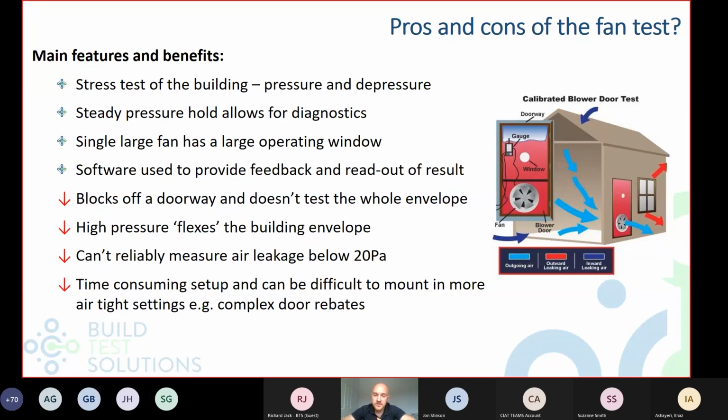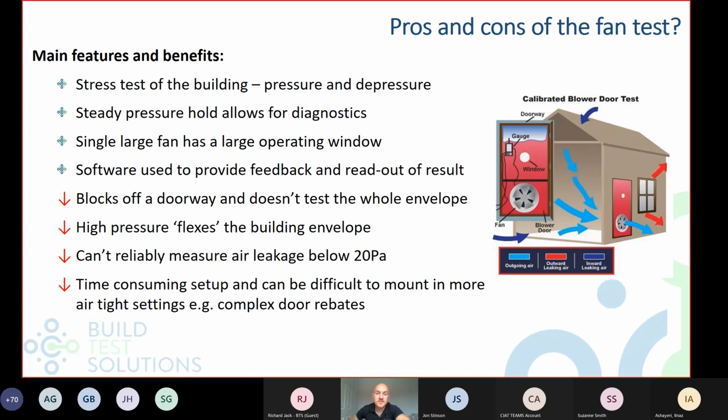The fan has to run at a certain speed, as I've already touched on, so you can't measure reliably, typically, below about 20 pascals. Maybe in extremely still conditions, you might just about edge down to 15 pascals or so. But that's why the testing range for a fan tends to be 20 through to about 60 pascals, with the results cited at 50. And it's a faff, quite time consuming to set up.